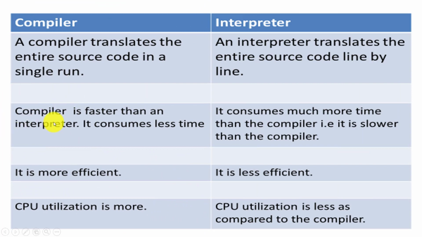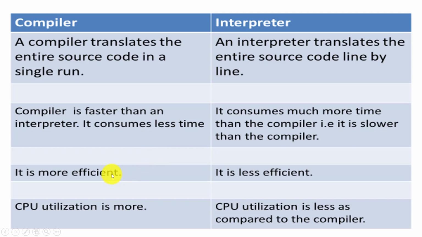Now the second difference is that a compiler is faster than an interpreter and it consumes less time. Why is the compiler faster? Because the compiler scans the whole source code at once, and at last it generates the error list. But the interpreter consumes much more time than the compiler, and it is very slow compared to the compiler, because the interpreter scans the code line by line or statement by statement. That's why the interpreter is very slow as compared to the compiler.